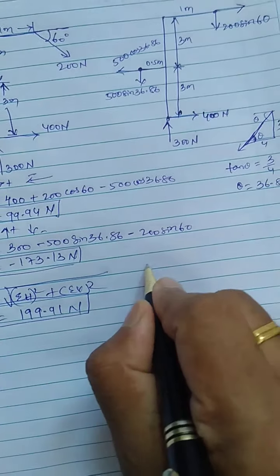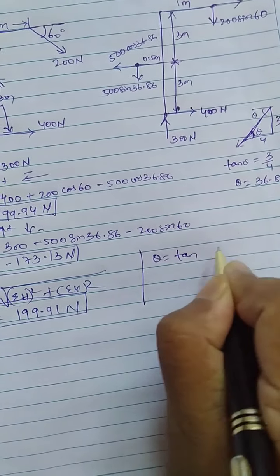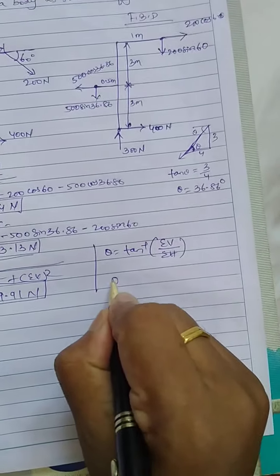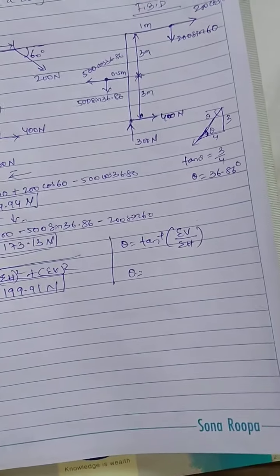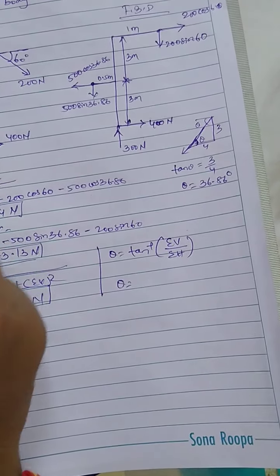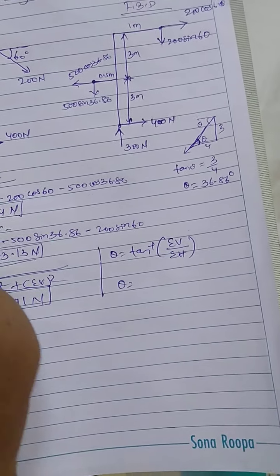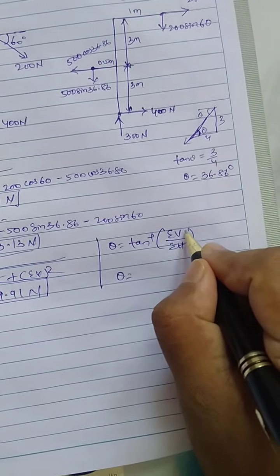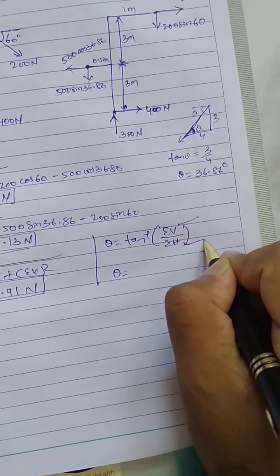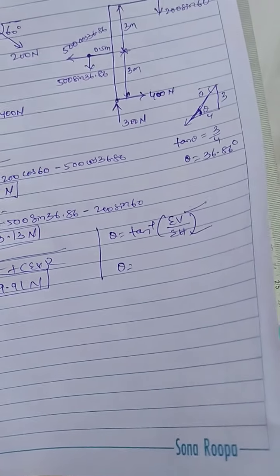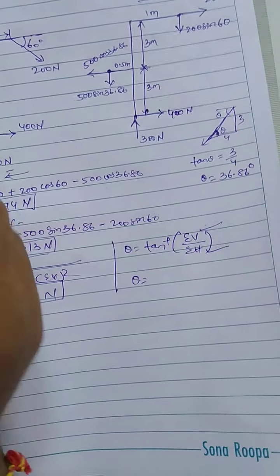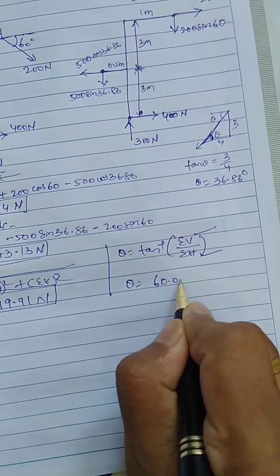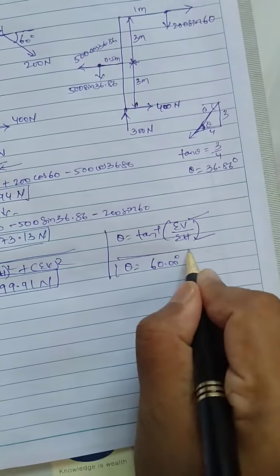So similarly we calculate the angle made by the resultant. Theta is equal to tan inverse of summation of v divided by summation of h. So theta is equal to 173.13 divided by 99.94. While calculating theta we need to take care here. Just consider the magnitude of summation of v and summation of h. Don't consider sign to calculate an angle. It is 60 degree. Theta is 60.